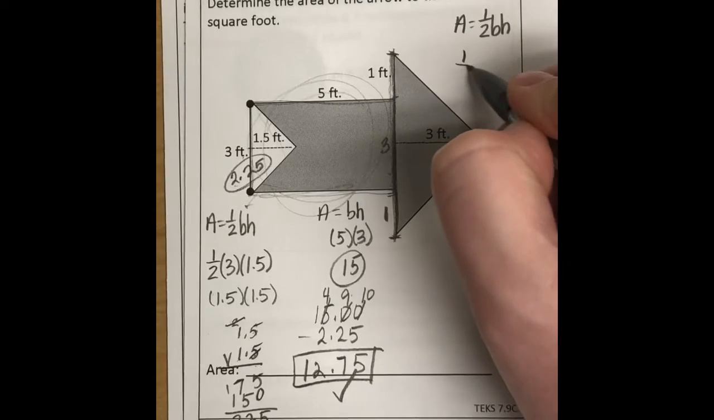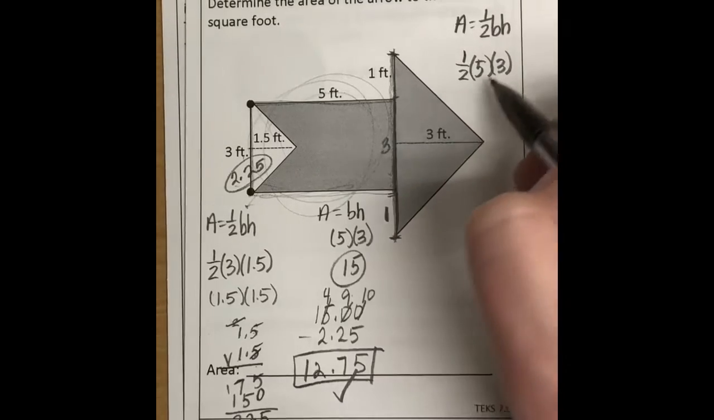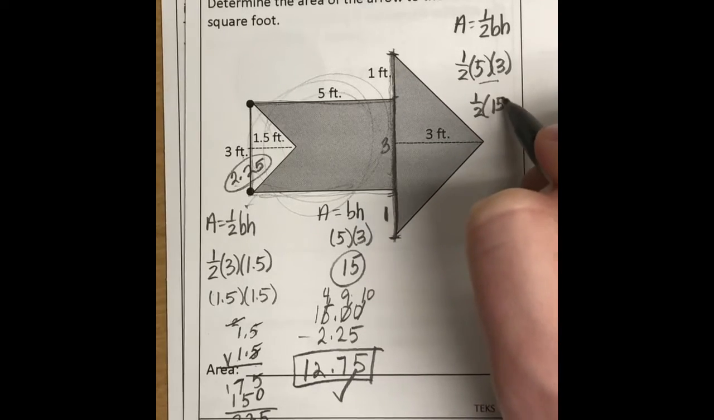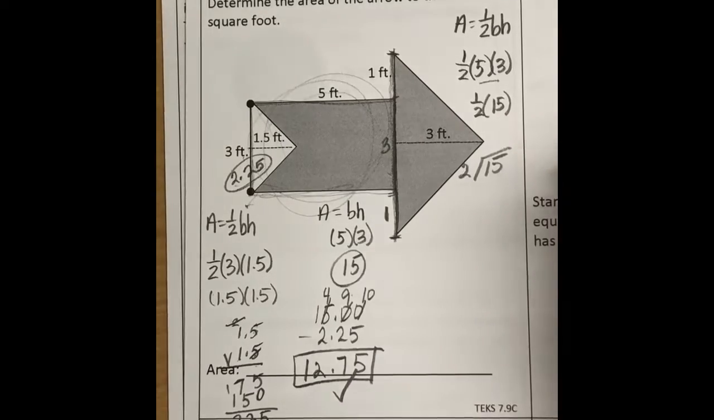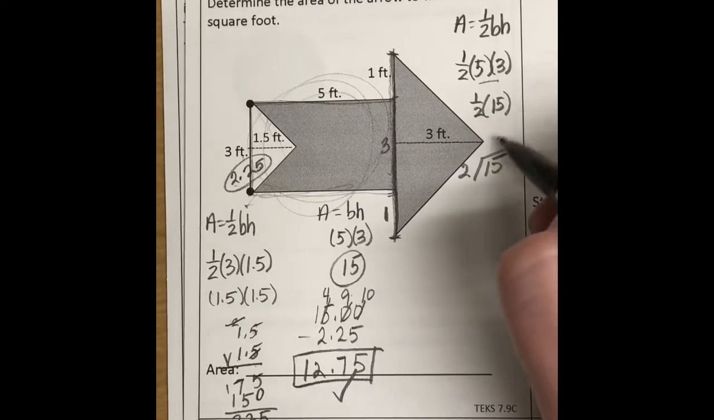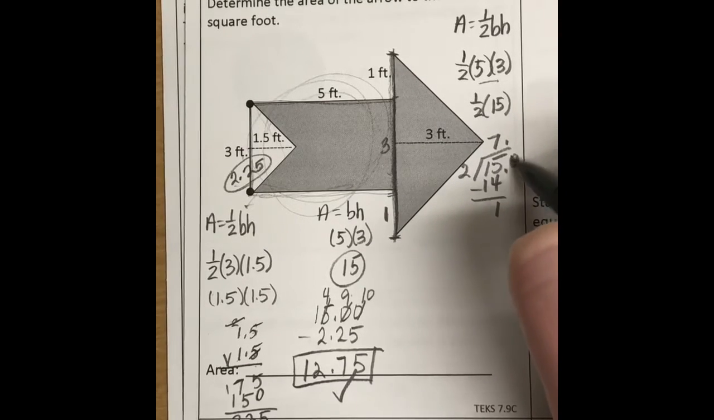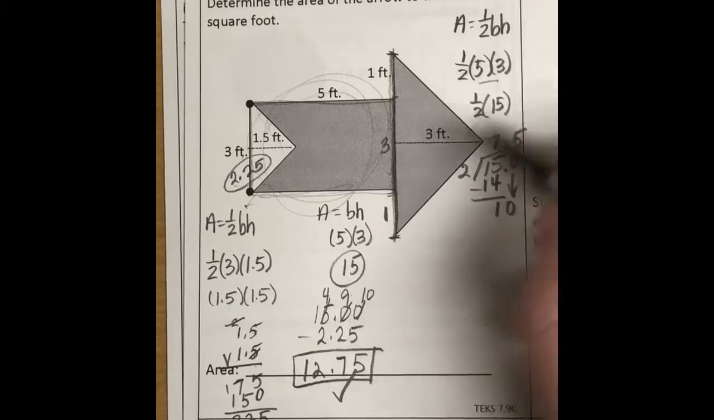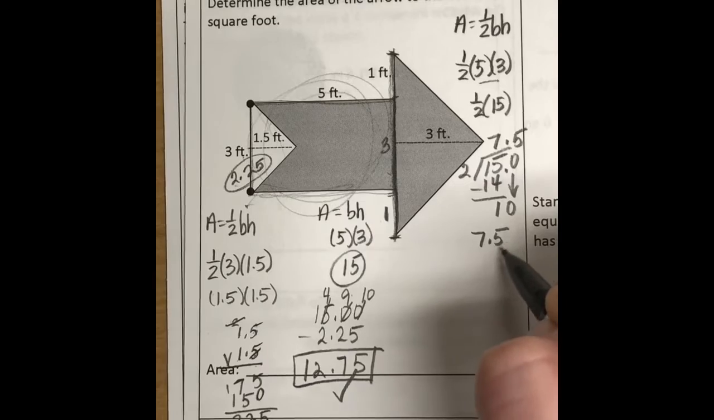So this is 1/2 5 times 3. So 5 times 3 is 15. So half of 15, which means you have to do 15 divided by 2. Some of you know it. Some of you will have to work it this way. Goes in 7 times with 1 left over. You add your decimals and your zeros, and 2 goes into 10 5 times. So the area of the big triangle is 7.5 feet.